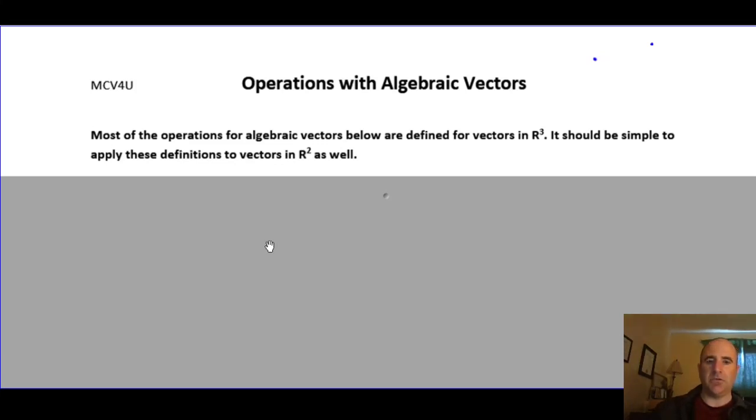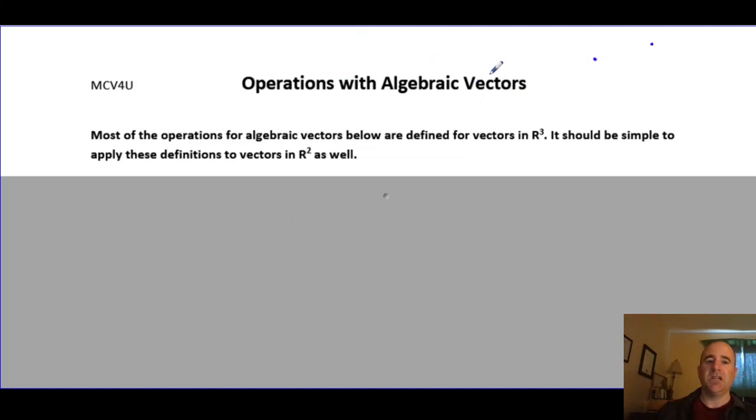Now that we've introduced algebraic vectors, we're going to go through all the things that we can do with geometric vectors and how we do them when we're dealing with vectors in component form, or algebraic. So we learned about scalar multiplication and addition and subtraction of vectors, how to do that algebraically. And as it turns out, most of the operations are very simple.